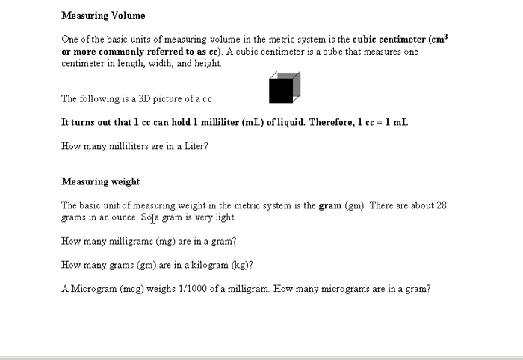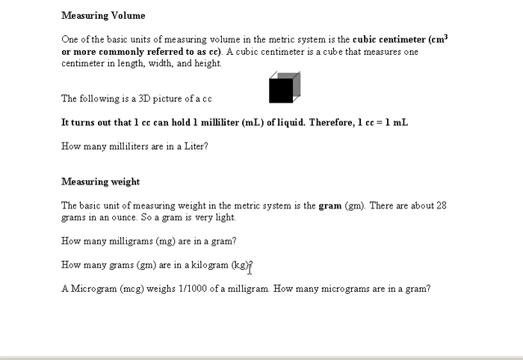The basic unit of measuring weight in the metric system is the gram. Okay? There are about 28 grams in an ounce, so a gram is very light. How many milligrams are in a gram? Well, there's that milli again. So there's 1,000 milligrams in a gram. So a milligram is awfully, awfully light. How many grams are in a kilogram?